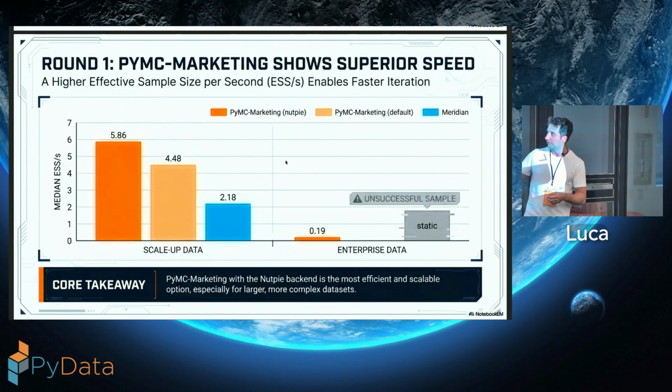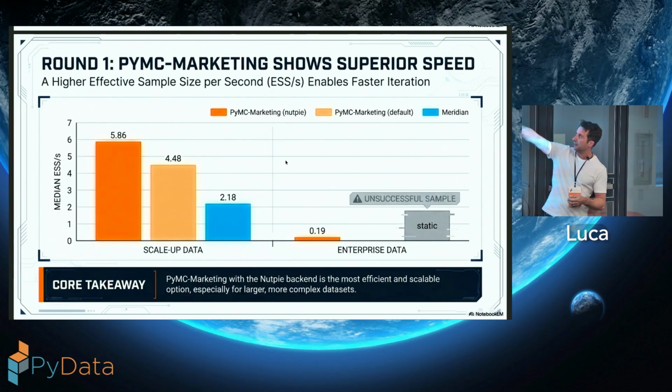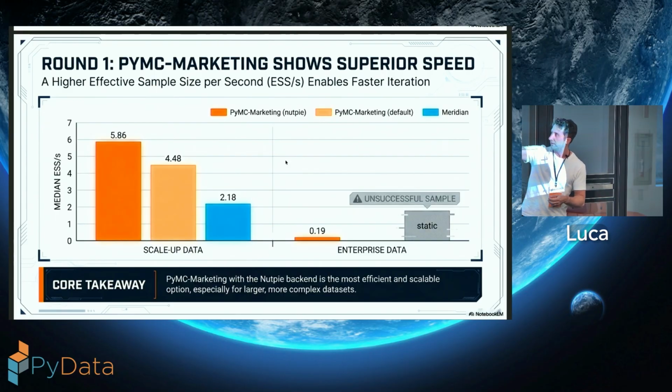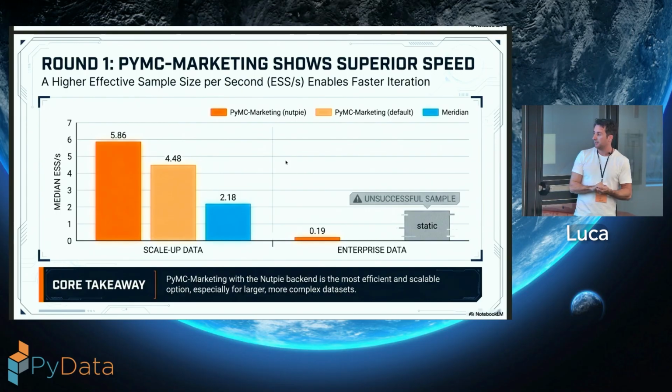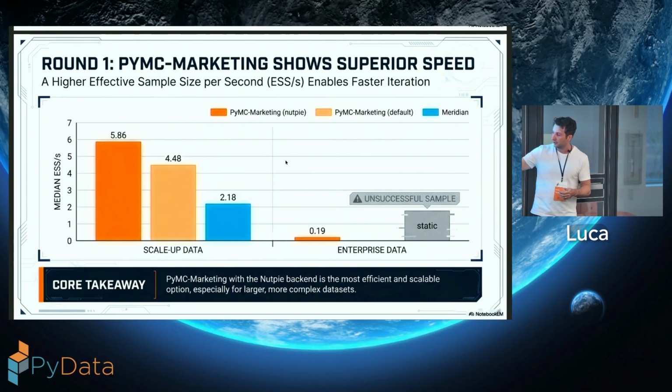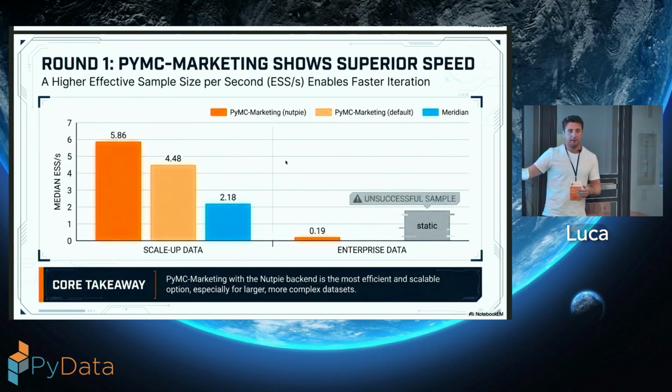And here you see for the scale-up data, PyMC-Marketing with the NumPy backend versus other different backends, the default one, and versus Meridian. You can see that PyMC-Marketing with NumPy is about twice as effective, or has twice the speed, which is something we see across all the other data sets as well. And on the enterprise data, which is the largest one, Meridian doesn't converge.